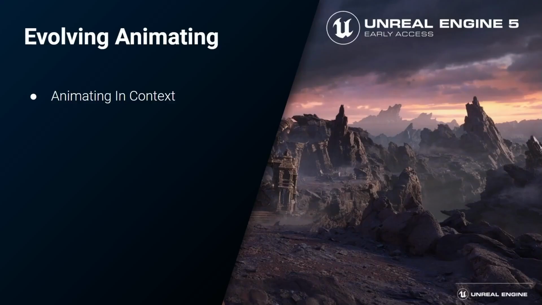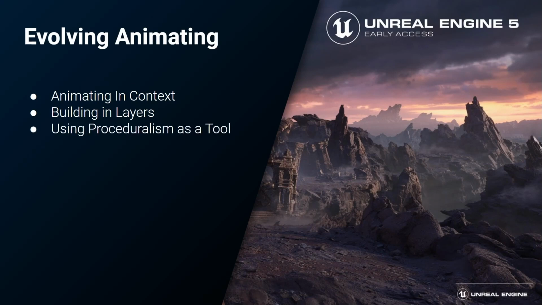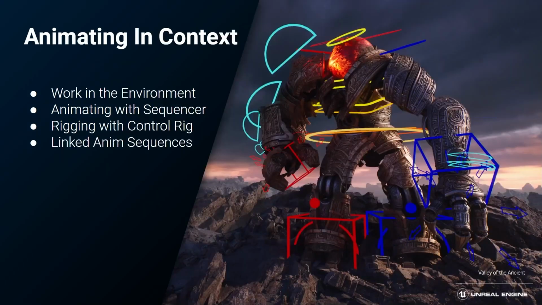Well, we're going to talk about 3 different ways to elevate the animation process using Unreal. First, by animating directly in context to the environment you're building, then by using layered rig systems for more sustainable and modular development, and finally by using procedural animation to create more dynamic behavior. So first, what is animating in context?